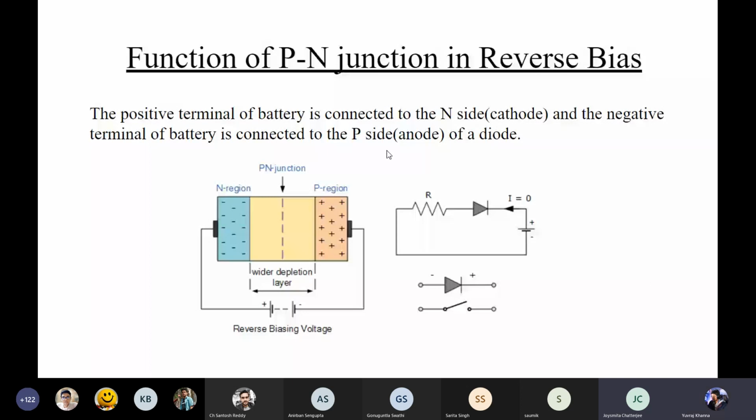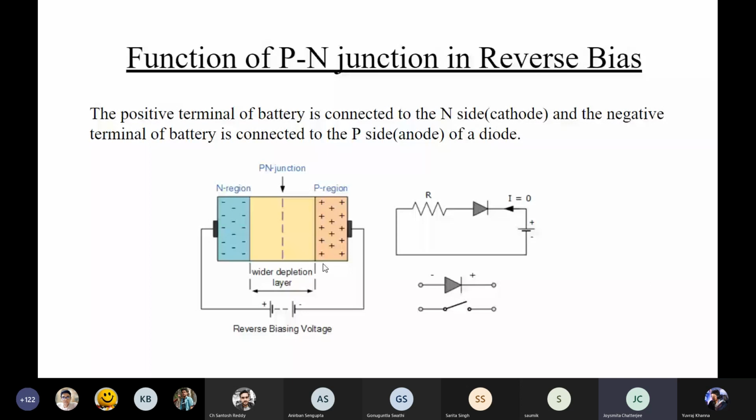And the negative voltage applied to the P side attracts the holes towards it and away from the junction. As a result, the depletion layer grows wider due to the lack of electrons and holes. Therefore, a very high potential barrier is created across the junction, preventing the flow of current through this material. So this condition offers a very high impedance path to the current flow, and practically almost zero current flows through the junction with an increase in the bias voltage.